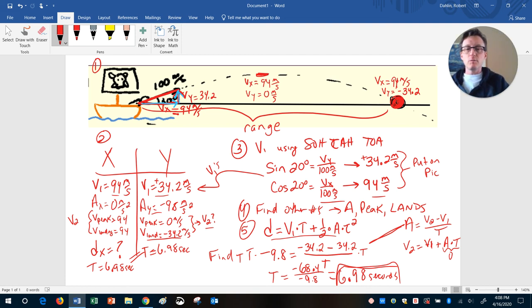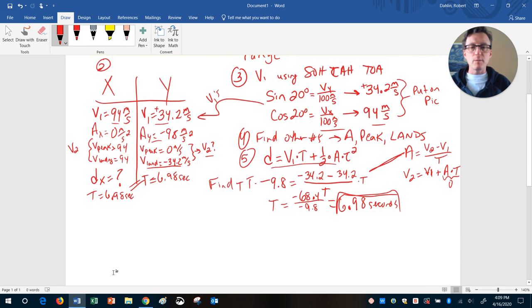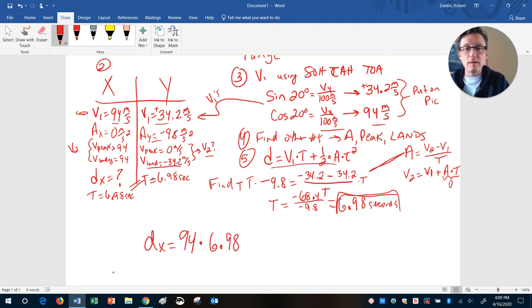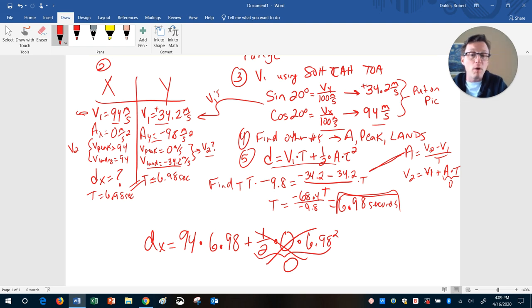Now I have enough information where I can use my equation. So I'm going to scroll down here just a little bit so I got more space. I'm looking for dx. I can only use numbers that are x numbers. So my V1 here has to be the x V1, 94, times my time. Now I know my time number, 6.98, plus 1/2 times my A. My A is 0. My time, 6.98 squared. Beautiful thing, 0 times 1/2 or 0 times 6.98 squared or 0 times anything, what happens? It cancels out to 0.